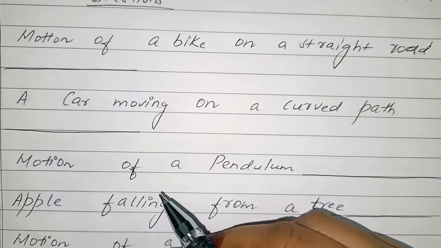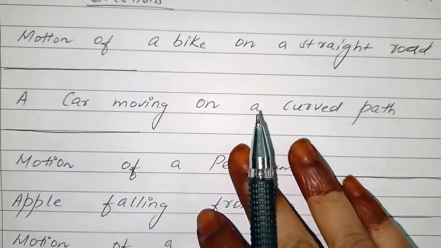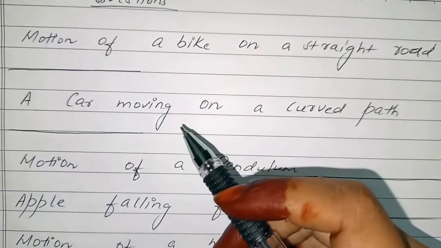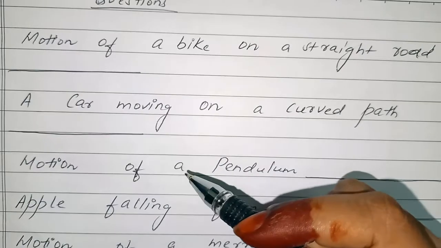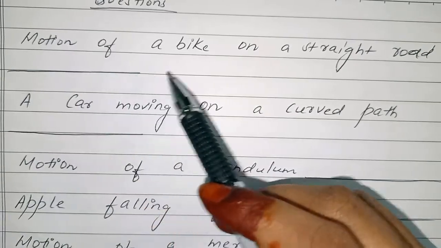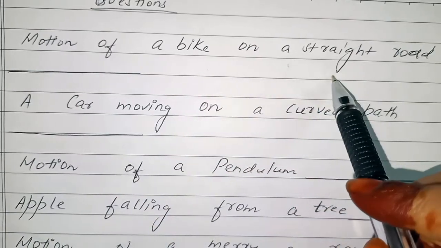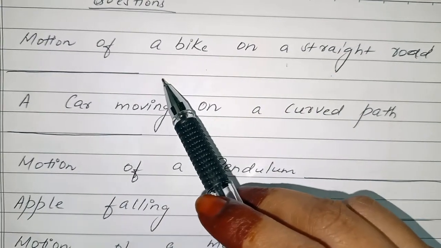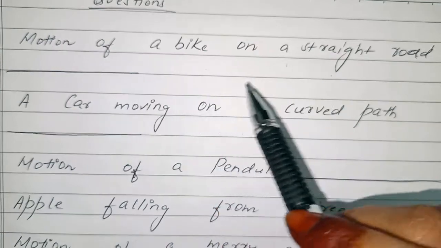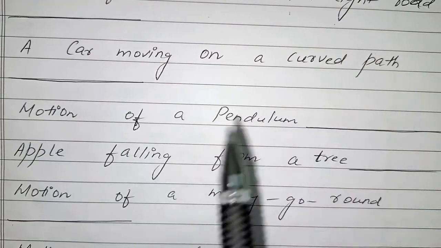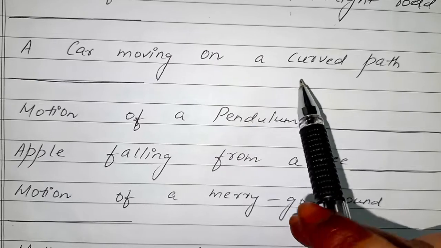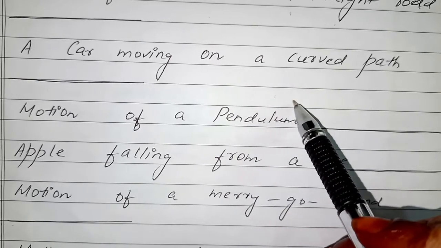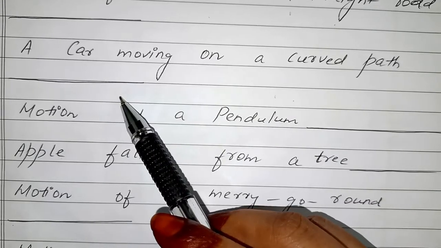So here are the questions. Let's see how much you remember from the first class. You generally have to know the type of motion. Motion of a bike on a straight road: what should be the answer? The answer is translatory motion, because the bike is moving in a straight line. The second one is a car moving on a curved path. As we all know, anything moving on a curved path possesses curvilinear motion. So the answer is curvilinear motion.